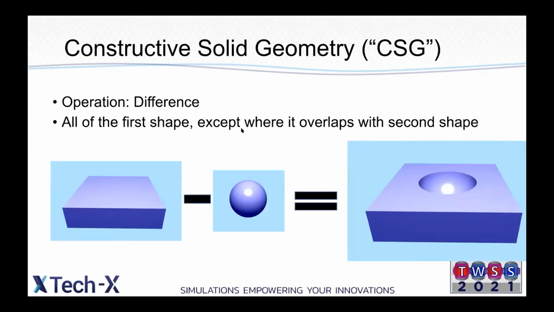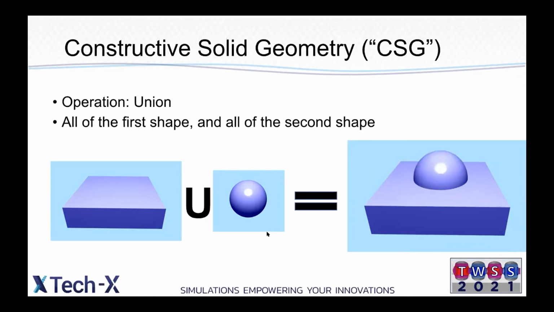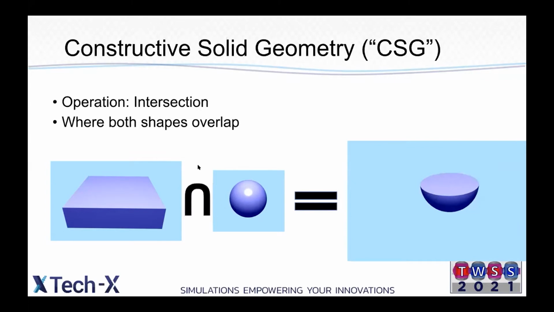For those who aren't familiar, difference is everything in the first shape except where the second shape exists. So a box subtracting a sphere, you get a box with a spherical divot in it. Union is all of the first shape and all of the second shape, so you get a box with a bump. And then intersection is where both shapes overlap. A box intersecting with the sphere, you get the bottom half of the sphere. That's where they both overlap.